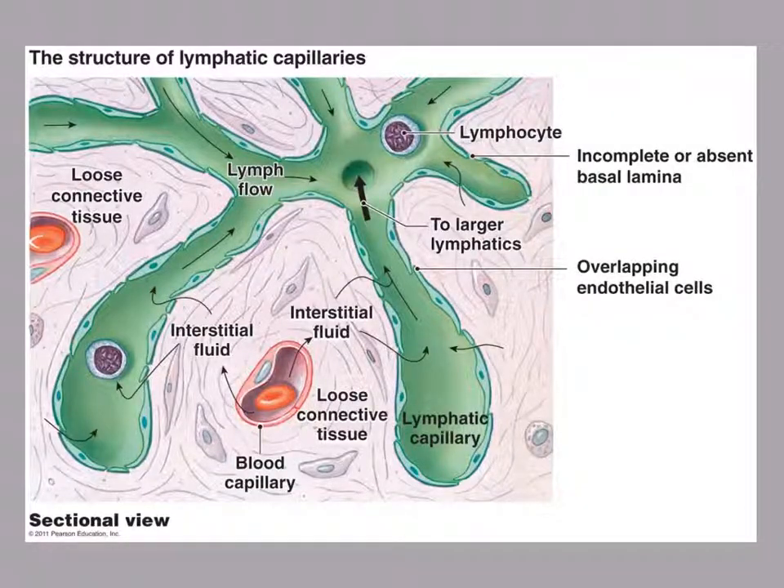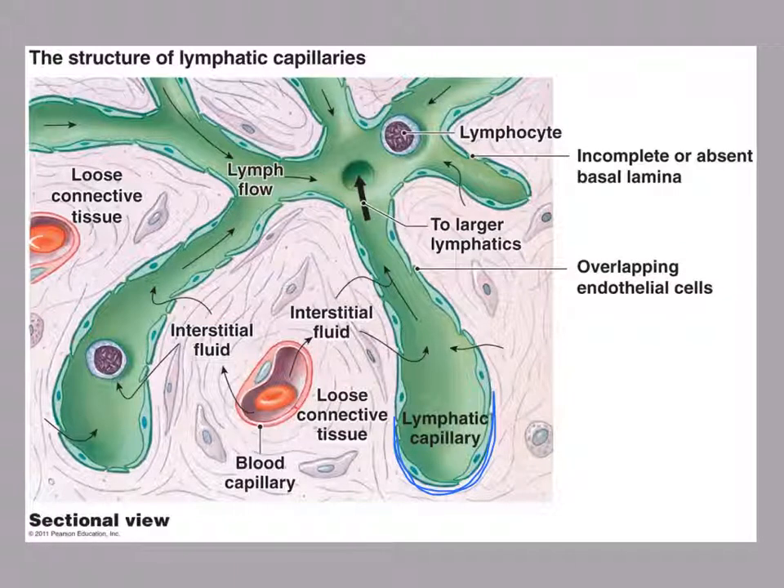All right, so let's look at some pictures here. This diagram is showing these dead-end lymphatic capillaries. The capillaries in our circulatory system just keep on going around and around. You go from arteries to arterioles to capillaries to venules to veins and back around again. But the lymphatic system starts with capillaries that have an end to them.